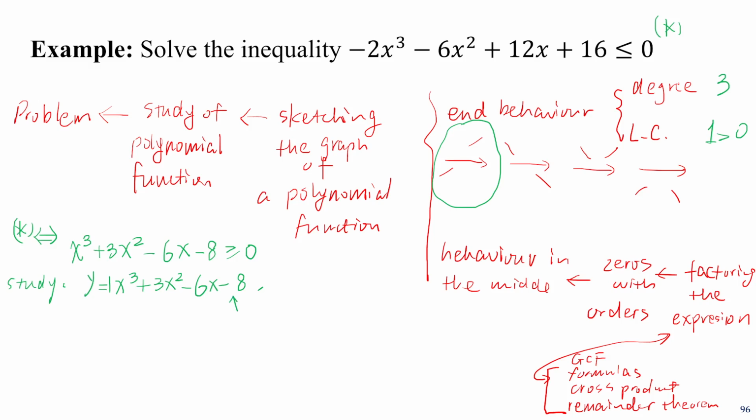So you need to test b equals either positive or negative 1, positive or negative 2, positive or negative 4, and positive or negative 8. You need to test these numbers in priority such that y equals 0, right? So let's test. If x equals 1, what is y? y is just 1 plus 3 minus 6 minus 8. So as you can see here, this is not 0 but less than 0, right?